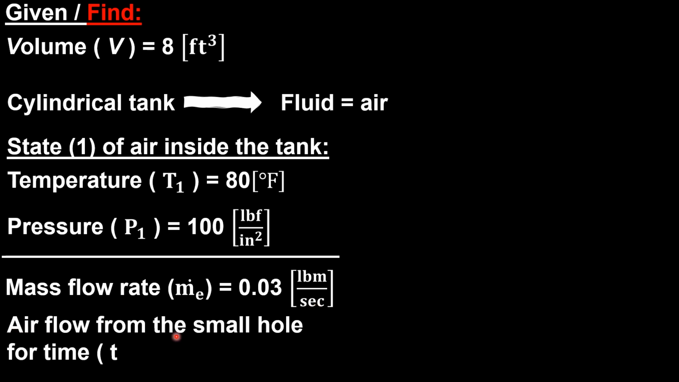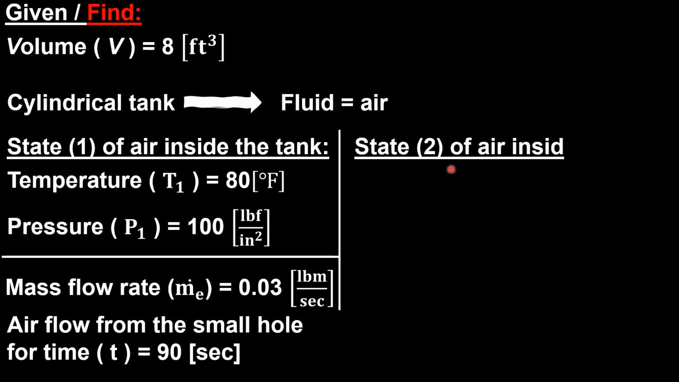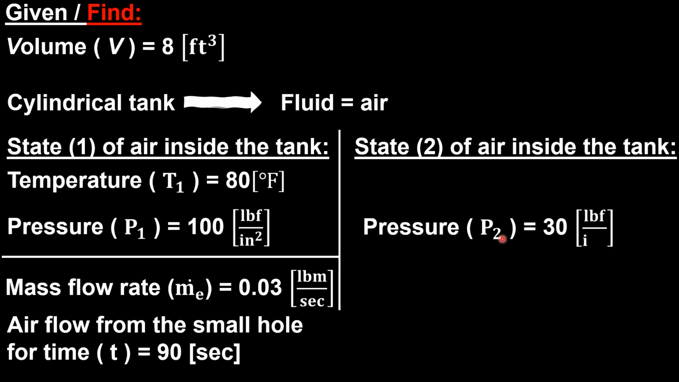The air flows from the small hole for a time period of 90 seconds. So at 90 seconds, we will have our state 2. At state 2 of air inside the tank, the pressure is 30 pound-force per inch squared, and we are asked to find the temperature at state 2 in degrees Fahrenheit.